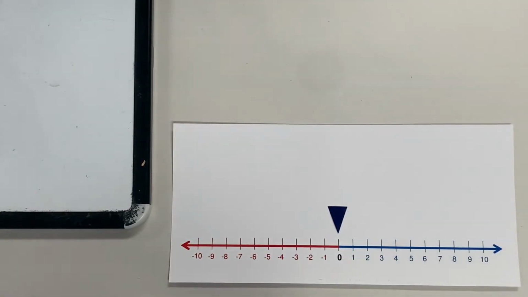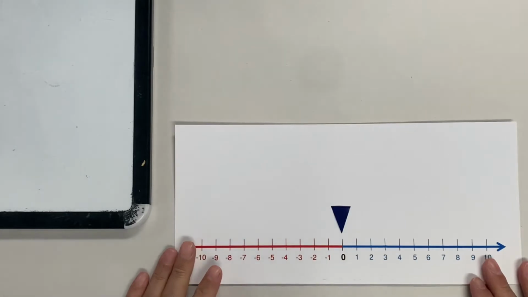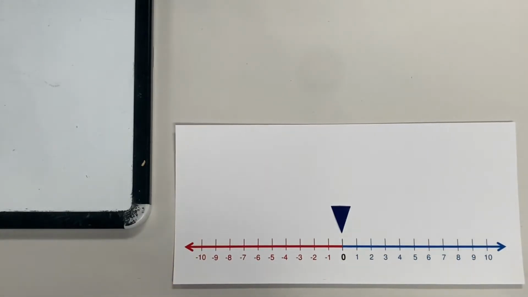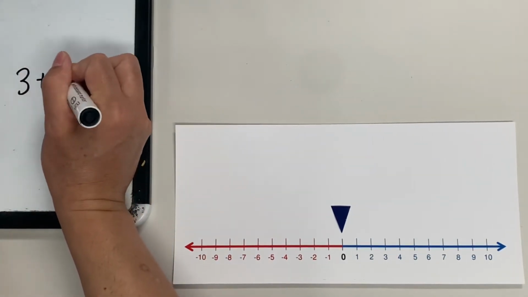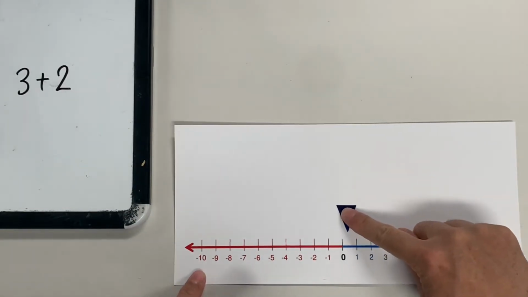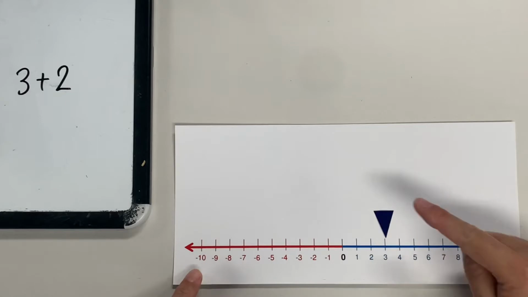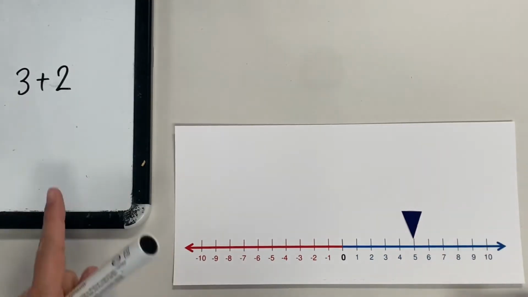So I received a lot of requests about operation of positive and negative numbers. So I made a number line. This is how it usually works. If the question is, for example, 3 plus 2, we start from a 3, then we add 2. 1, 2. The answer is 5.